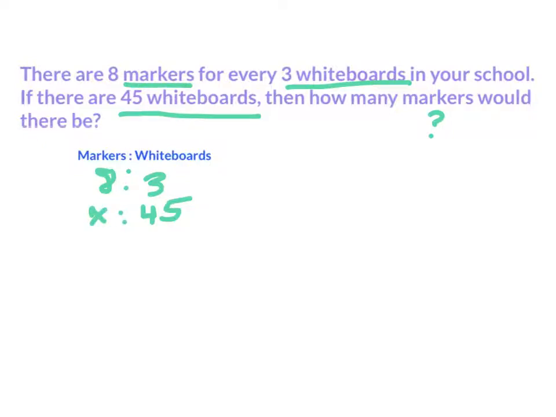So to solve this problem, we're going to use equivalent ratios. And how do you get from 3 to 45? You multiply 3 by 15 to get to 45. And whatever you do to one side, you need to do the other to make sure that they're equivalent. And 8 times 15 is 120. So therefore, there are 120 markers.